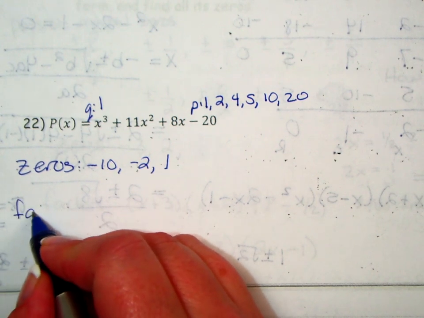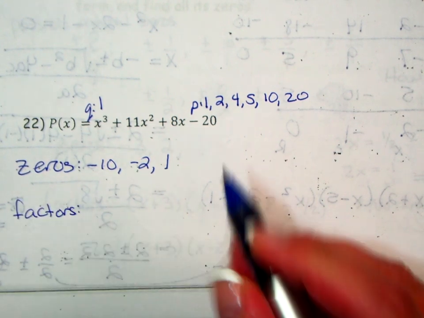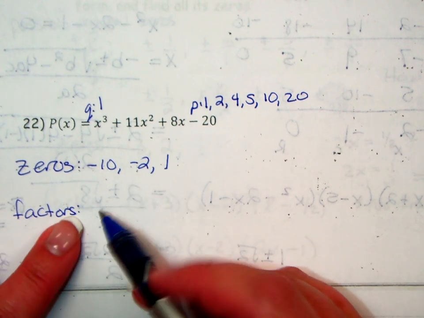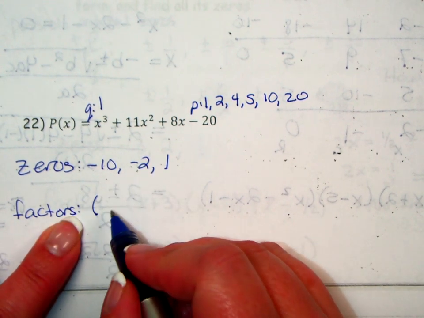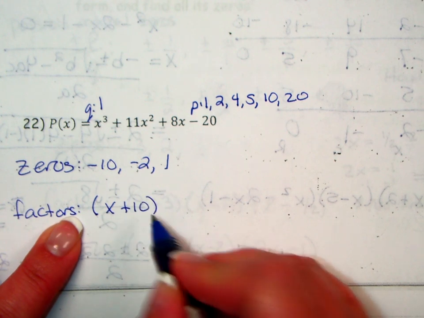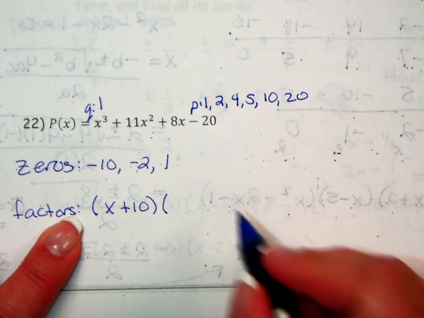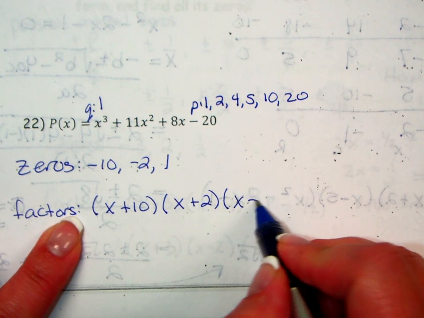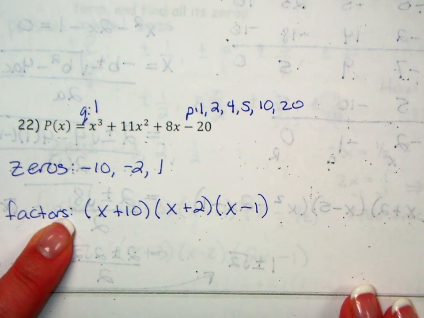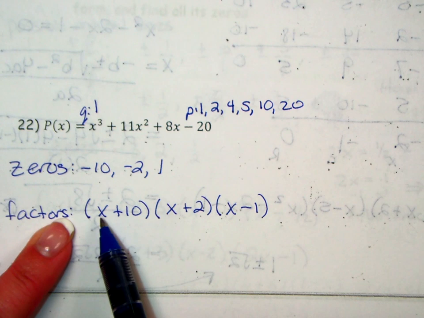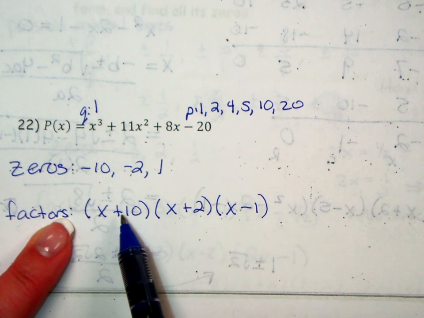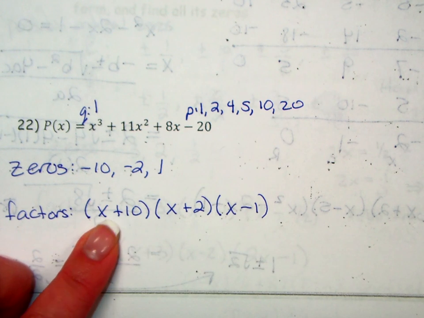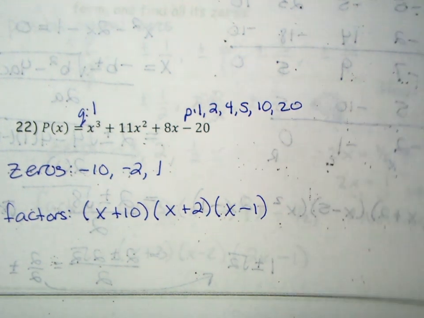All right, so we had a third degree polynomial. We found all 3 zeros, so I just need to write those 3 zeros as factors. So if negative 10 is a 0, x plus 10 is the factor. If negative 2 is a 0, x plus 2 is the factor. And if 1 is a 0, x minus 1 is the factor. Notice we are getting x cubed for the leading coefficient. 10 times 2 times negative 1 is negative 20, and that also lines up. All right. Next.